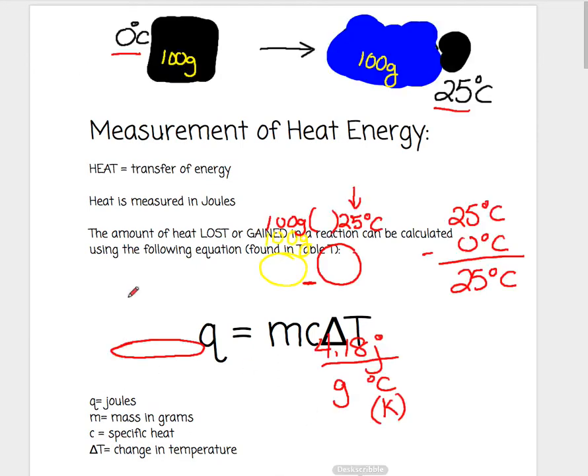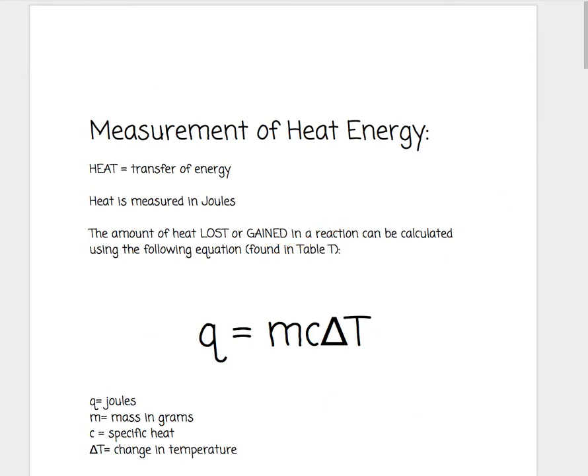Sorry about the scribble, I didn't erase it from the last time. So let's say we want to measure heat. We are going to measure that heat in a unit called joules, and it's spelled a little bit differently than you would expect. The amount of heat lost or gained in a reaction can be calculated using the following equation, and we find this equation on Table T.